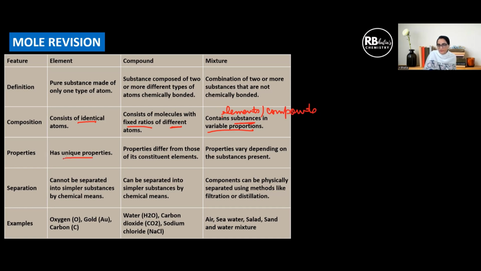Properties of elements. Elements have unique properties. Properties differ from those of its constituent elements in compounds. Properties vary depending upon the substances present. And this is another important point, cannot be separated into simpler substances, can be separated by chemical means, and can be separated physically. So any 4 points you can memorize, then we have examples to quote under each, right?